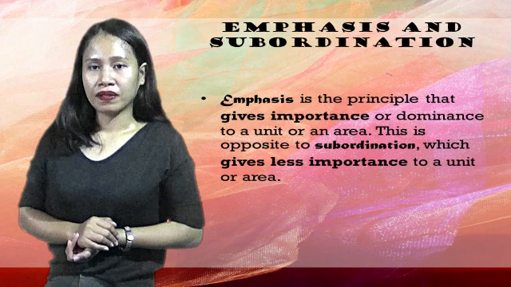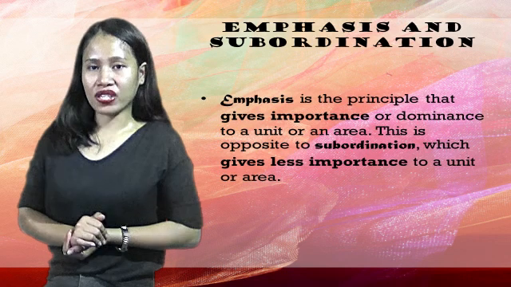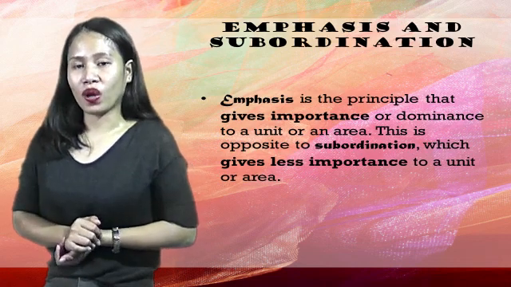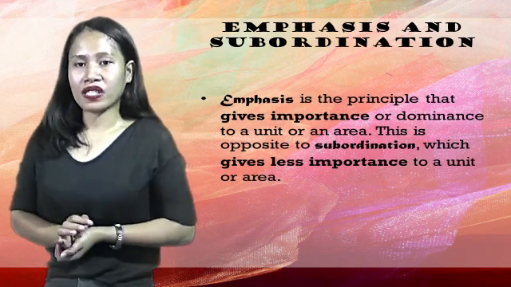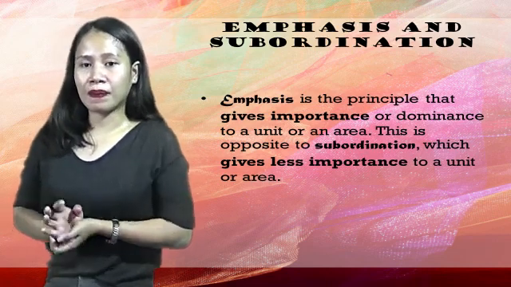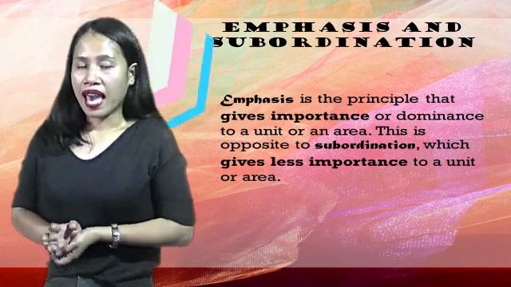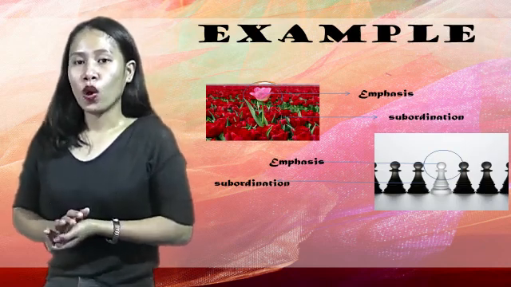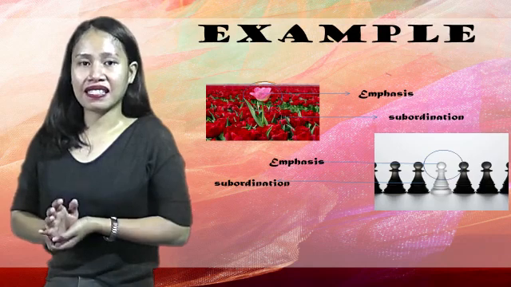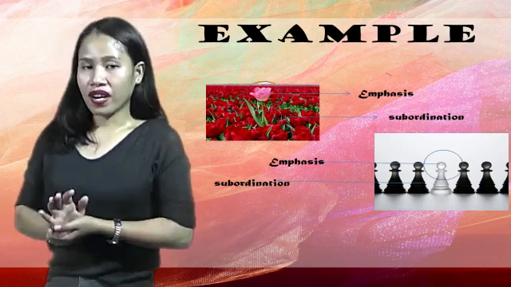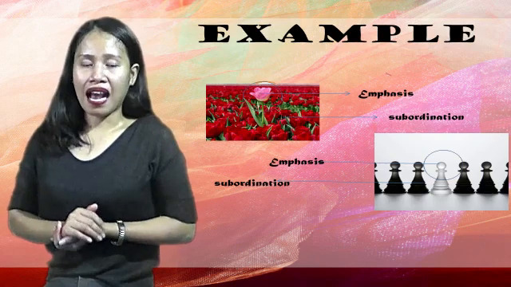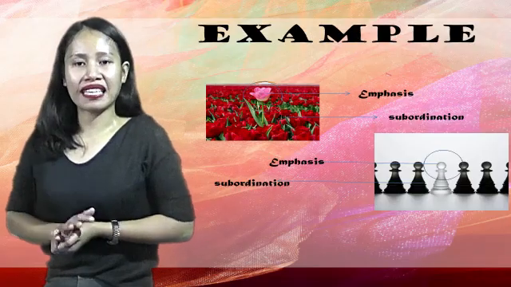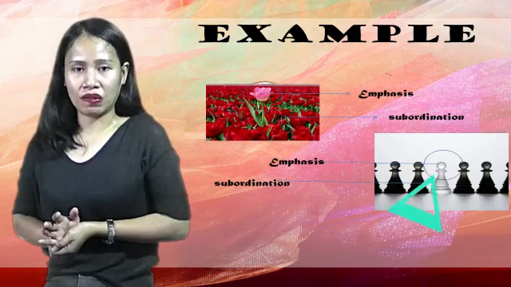So, we have the last principle of design, which is emphasis and subordination. Emphasis is the principle that gives importance or dominance to a unit or an area. This is opposite to subordination, which gives less importance to a unit or area. For example, in a classroom setting, the teacher often stands and faces the class, while the students sit at their desks neatly seated in rows and columns. Another example, in the performing arts, actors and dancers are often placed at the front center stage, while the supporting cast stay on the sides or in the background.